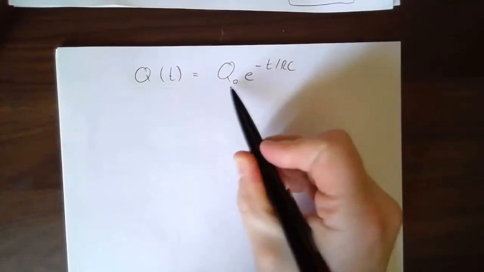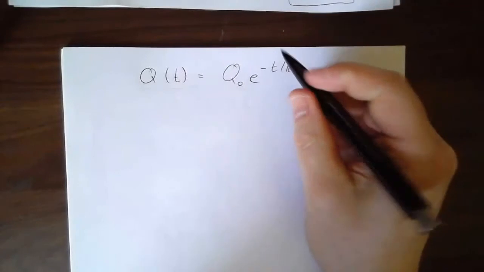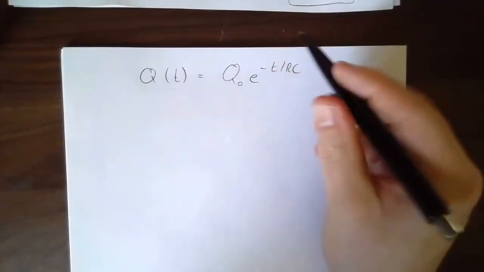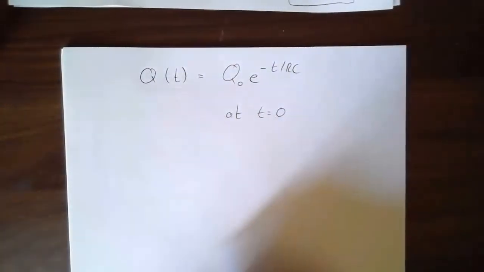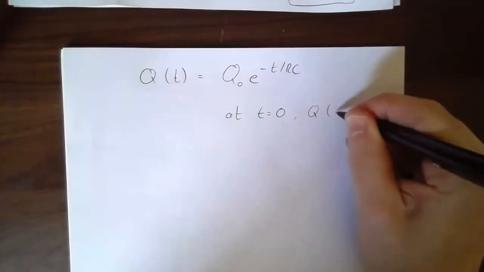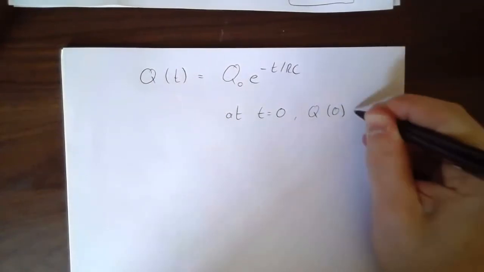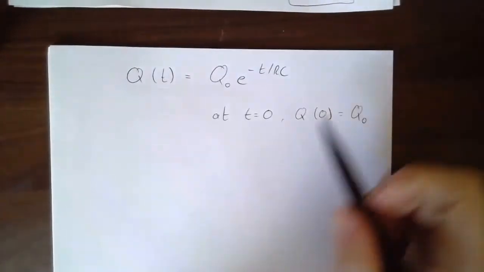Okay. What is the meaning of q naught? Well, let's figure it out. Again, we're just going to inspect this, and I'm going to claim at t equals 0, Q of, I guess, 0, the charge at time 0, is q naught.